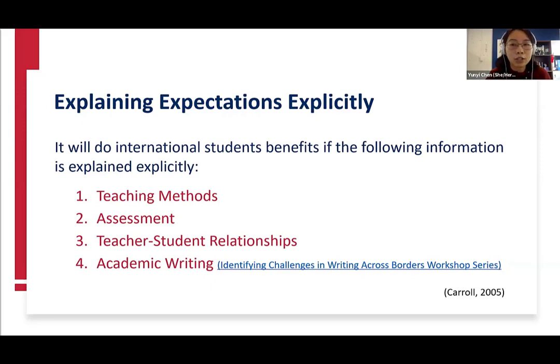This is a whole package of issues related to writing structures, ways of thinking, critical thinking, and academic integrity. Those are topics worth our attention.